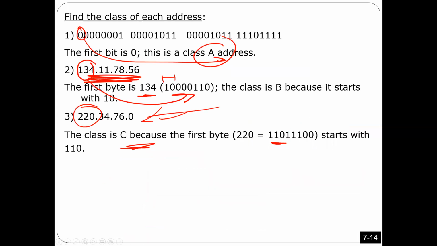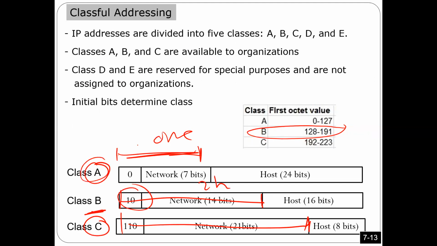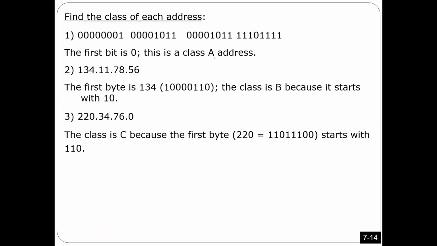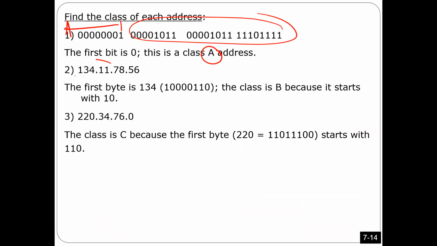The other thing I can ask you in addition, and this can be in a quiz or an exam, I can give you the IP address and ask what is the class of this one. This is number one. Number two, I can ask what is the network ID and what is the host ID. Very simple. If it is class A, the network ID is only 1 byte. So here, for example, this one is class A, so this is the network ID, and this is the host ID. And the second one, 134, class B, so I'm going to take 2 bytes. This one I'm going to take 3 bytes. So this is the network ID and this is the host ID.